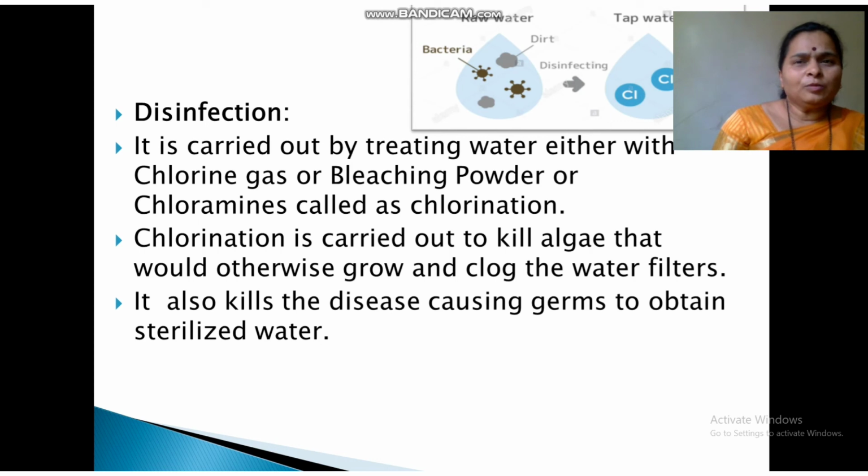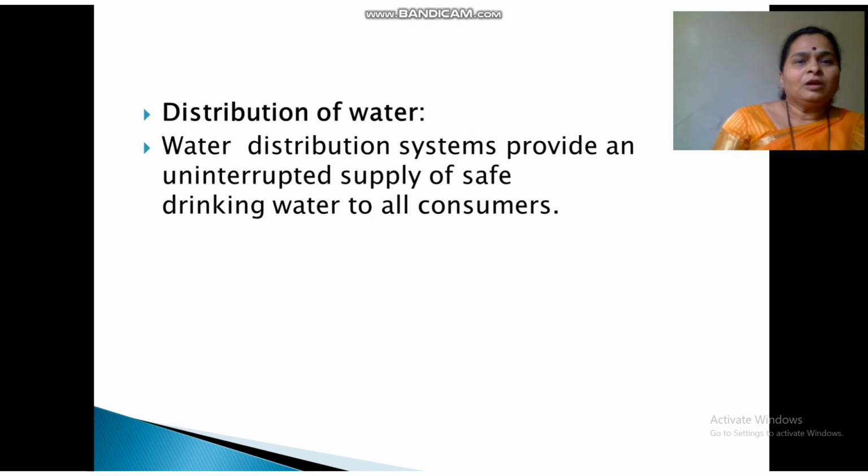In all this process, there is formation of nascent oxygen, which acts as a germicide, and it kills all the microorganisms. Therefore, water becomes sterilized. Distribution of water: the water distribution system provides an uninterrupted supply of safe drinking water to all the consumers.